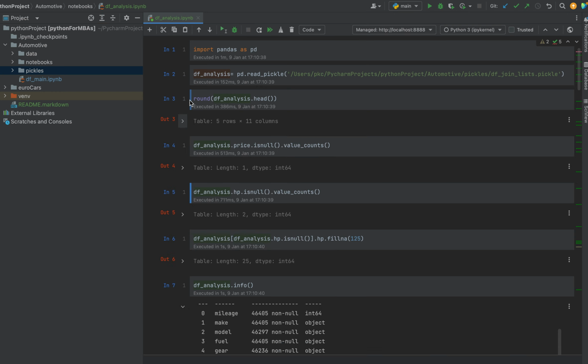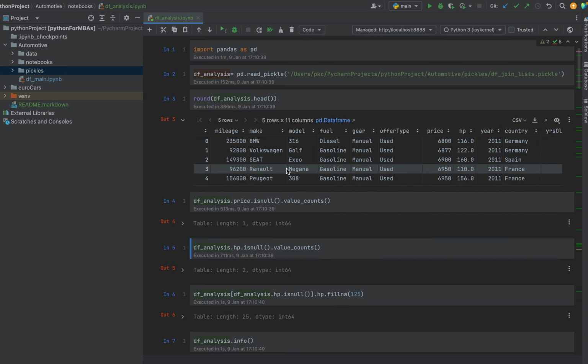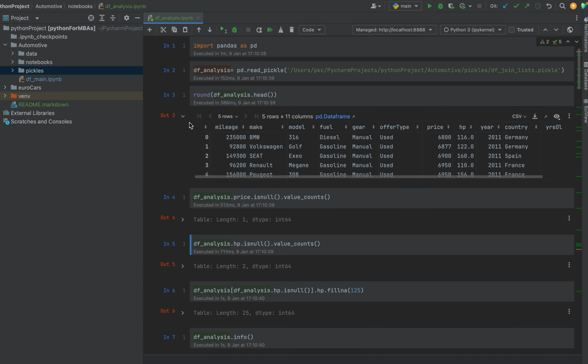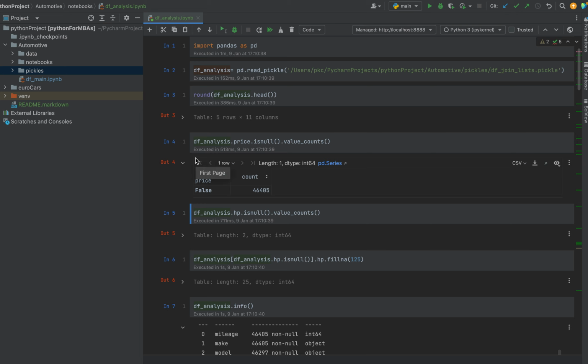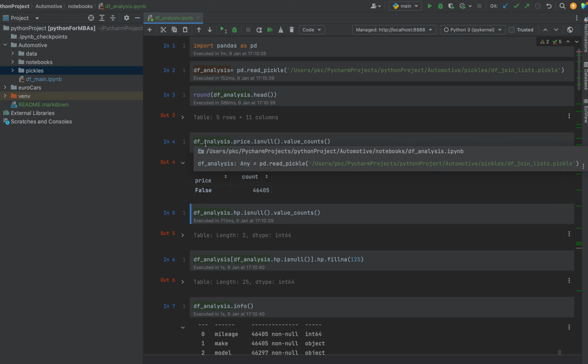So I want to just show you some stuff that I did here. I have pandas. I read the pickle. This is the same data frame; I just called it a data frame for analysis. I'm going to check to see if I wanted to.